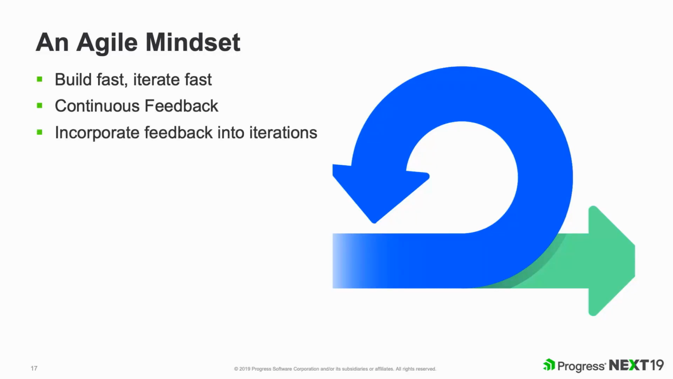Incorporate that feedback into various iterations, and build more with less. Now, there are generally three categories. When software teams adopt Agile, there are generally three patterns that I've seen emerge.